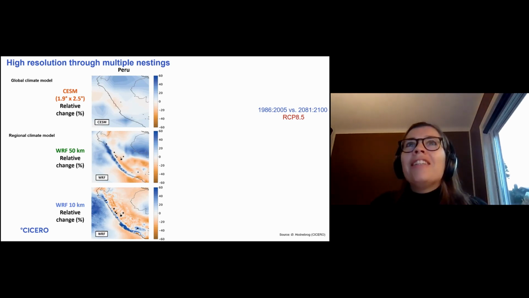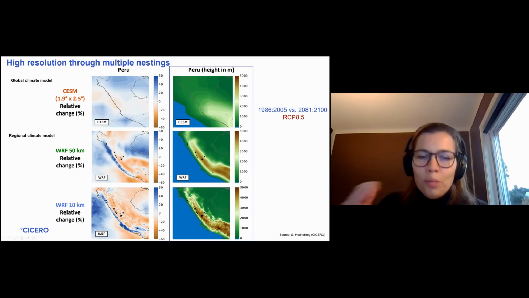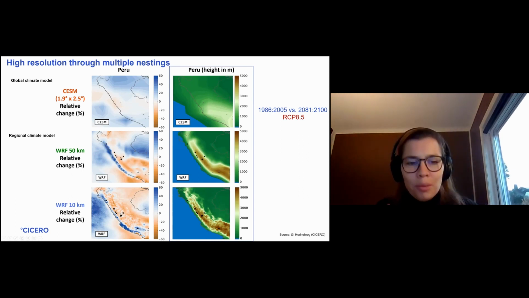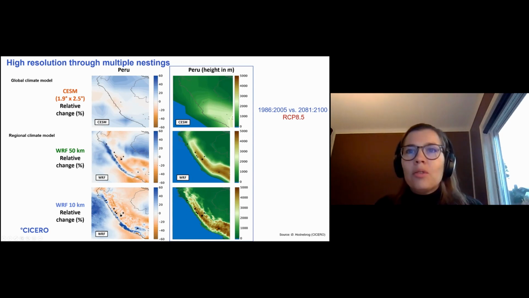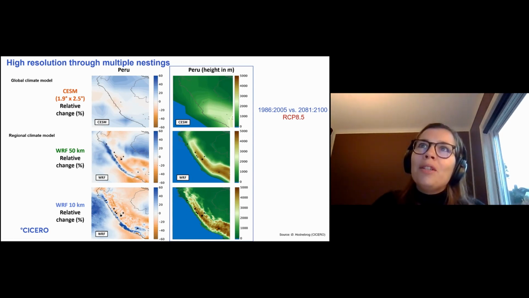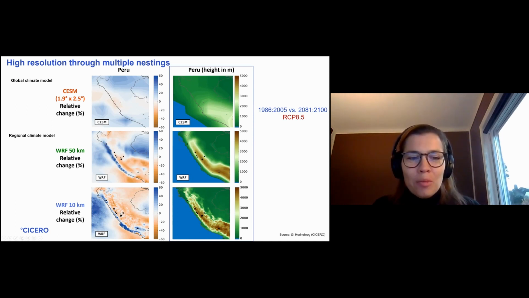The reason for that is that here on the right, you can see the topography, the mountains in Peru. When you increase the spatial resolution and use regional climate downscaling, you get a much better representation of the mountains, and these mountains obviously have an important impact on the representation of the climate. Global climate models are very useful and used in many applications, but in some applications, for example when you have a very complex topography with mountains, it can be very useful to use this technique of regional climate modeling or dynamical downscaling.